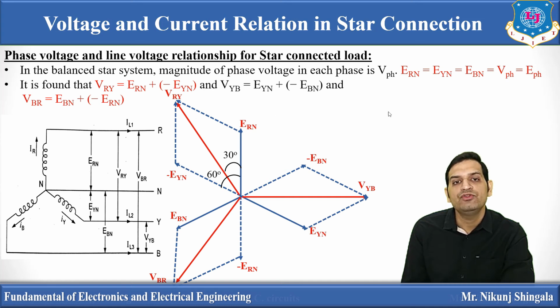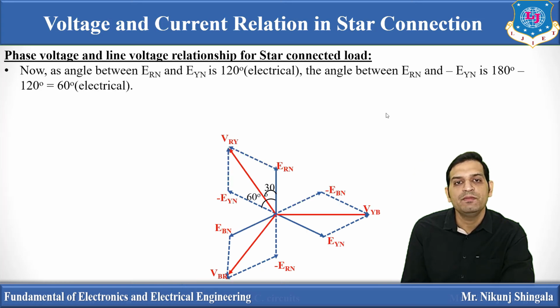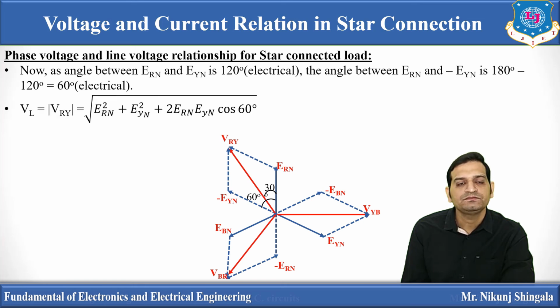Now finding the value of V_RY using the parallelogram method. As I told you, the angle between E_RN and E_YN is 120 degrees, and the angle between E_RN and minus E_YN will be 180 minus 120, that is 60 degrees. So the value of line voltage V_L, that is the magnitude of V_RY, can be found using the parallelogram method. That will be the square root of the squares of the two sides, E_RN squared plus E_YN squared plus 2 E_RN E_YN cos 60. You have to remember this equation whenever we are solving a parallelogram.